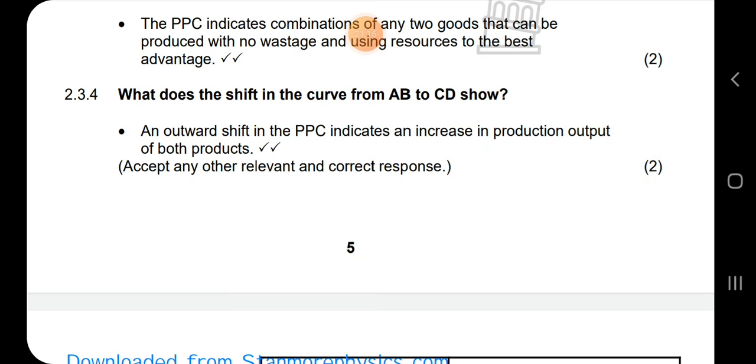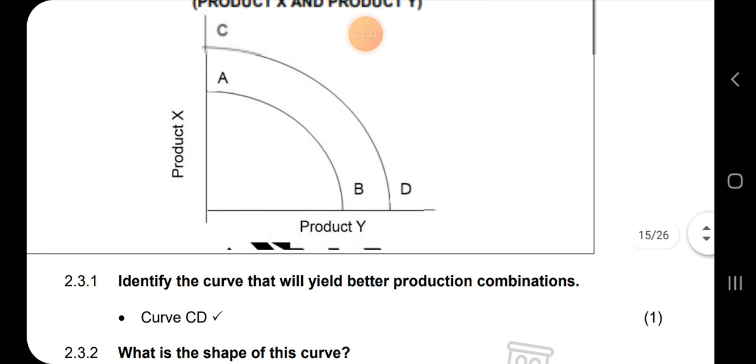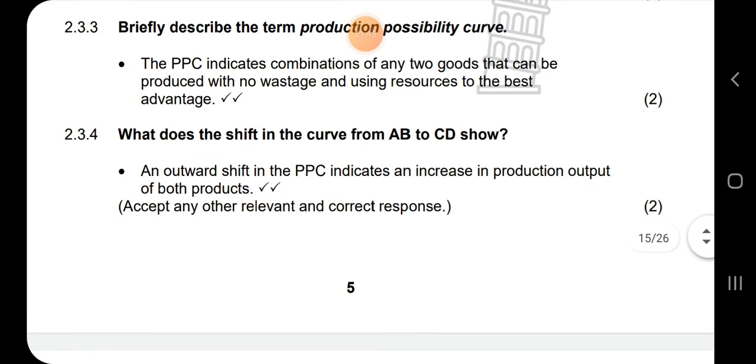2.3.4 says, what does the shift in the curve from A to B or to C, from A to B to C and D show? An outward shift in the production possibility curve indicates an increase in production. So when we go from AB to CD, it means there's an increase in production. But when we go from CD to AB, there was a decline or a decrease in production.